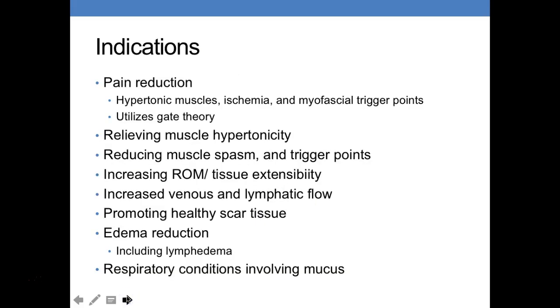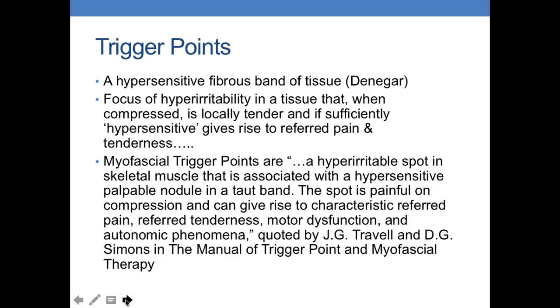So our indications are for pain reduction, relieving muscle hypertonicity, reducing muscle spasm and trigger points, increasing our range of motion or tissue extensibility, increasing venous and lymphatic flow, promoting healthy scar tissue, reduction of edema, including lymphedema. It's just a very specific type of mobilization that we do for that. And respiratory conditions involving mucus, and so that's what we call postural drainage. You probably went over that in your acute or your neuro class.